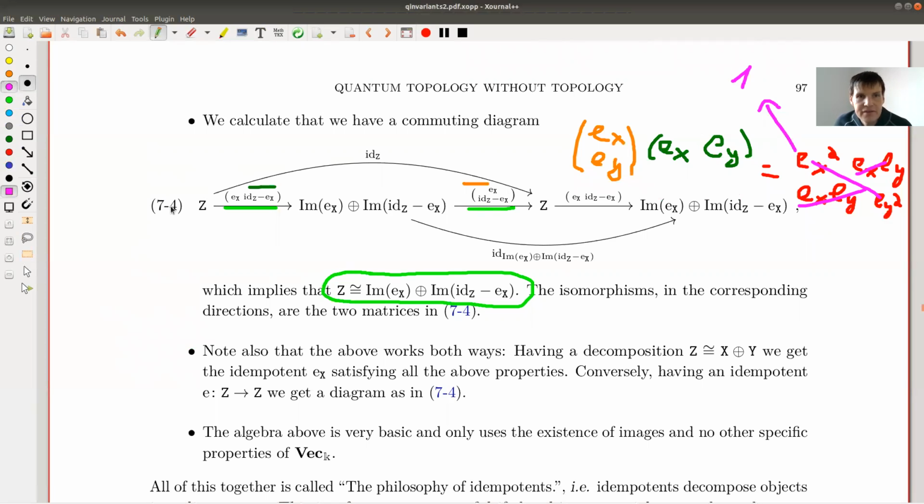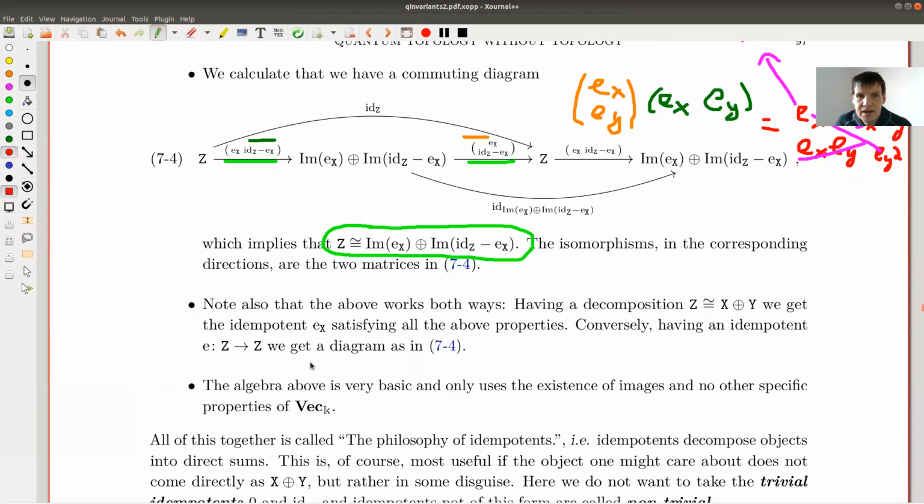Okay, that's pretty nice. So you have those projections and inclusions that give you idempotents which actually decompose Z into the direct sum of those images. So we get a direct sum decomposition. And this is basically an equivalence. I mean, there are two different ways to describe the same problem.